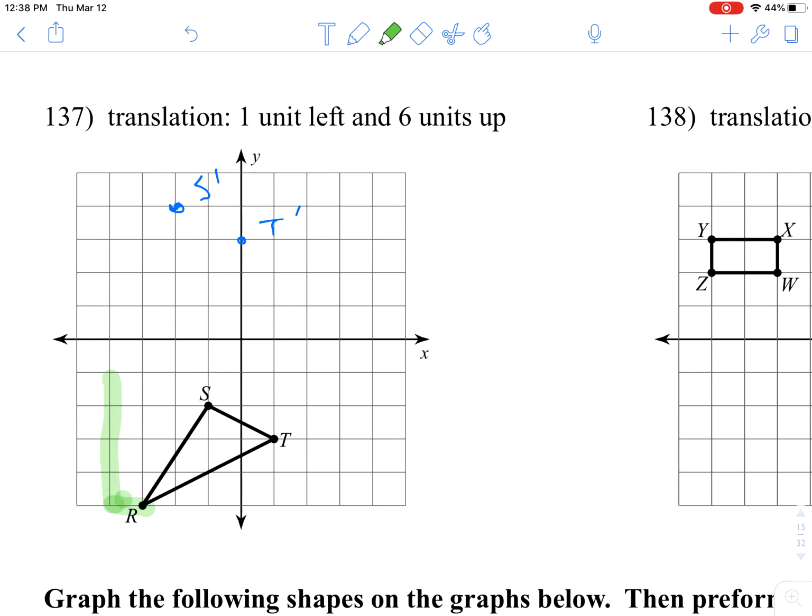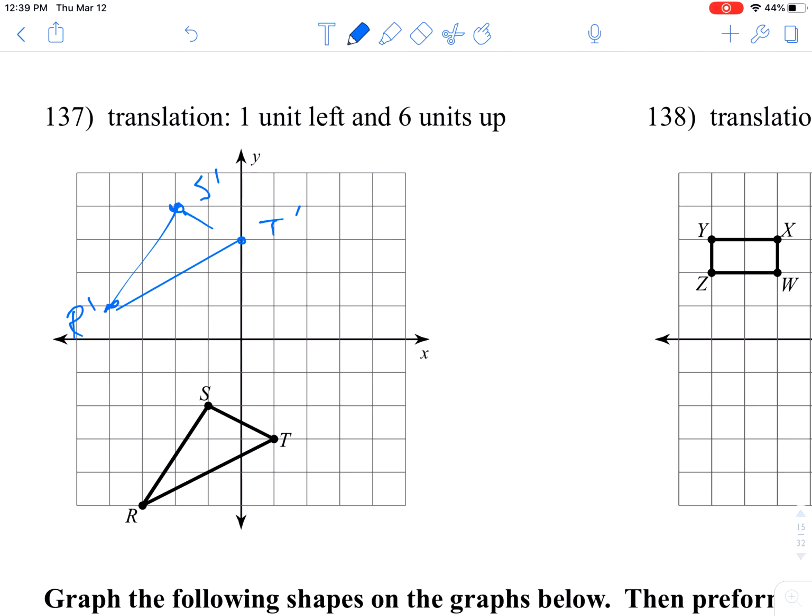Make sure I label them. Make sure that I connect them. You really should use a ruler to make sure that your shape stays the same. Again, these are congruent images, so it should be the same.